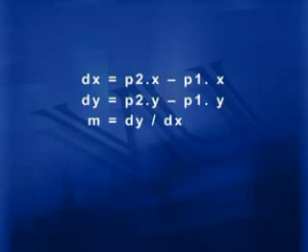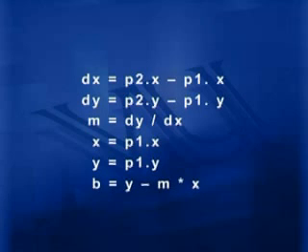What do we have? dx calculated as the difference between x coordinate of point 2 and x coordinate of point 1. dy calculated as the difference between y coordinate of point 2 and y coordinate of point 1. Having calculated dx and dy, we can safely calculate the slope. So we say m is equal to dy over dx. This gives us the slope.